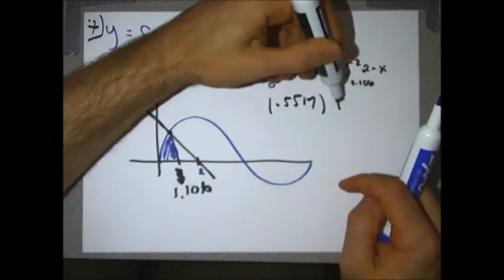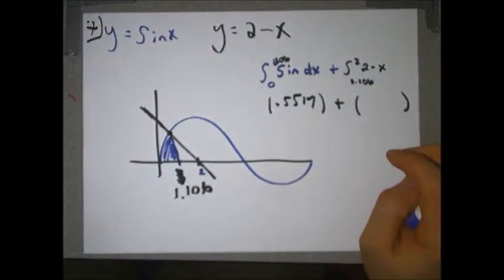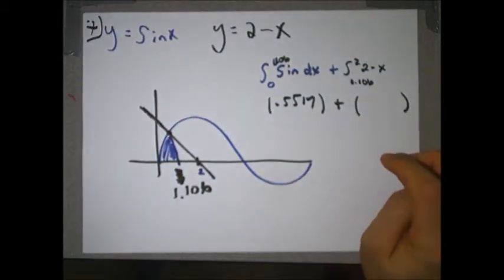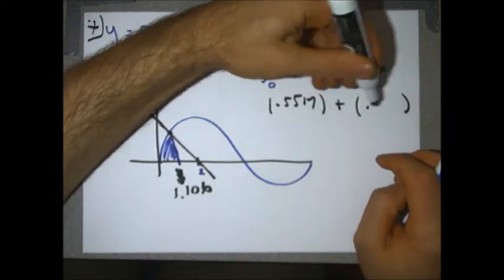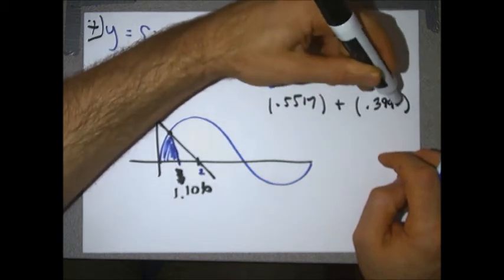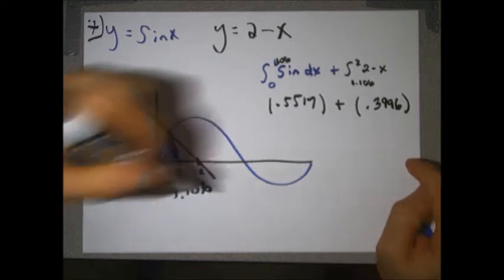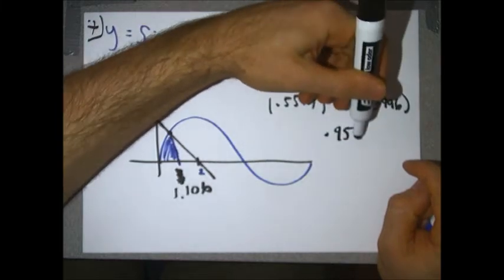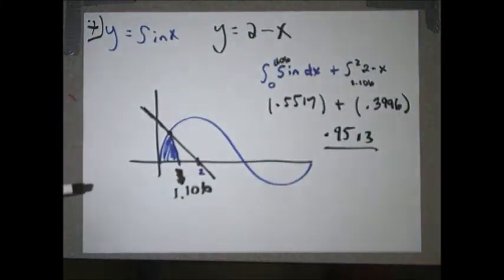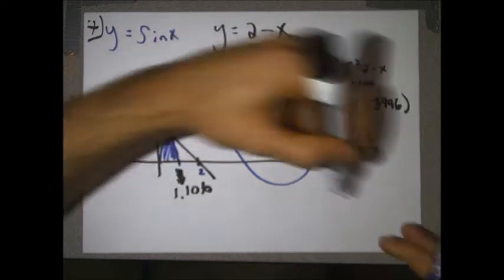Plus, then you want this one over here, so do again math 9 from 1.106, where you left off, going up to 2 for the equation 2 minus x dx. You hit enter and you've got 0.3996, and if you add these two up, you get 0.9513, roughly. Looking at our choices, 0.95, choice C.